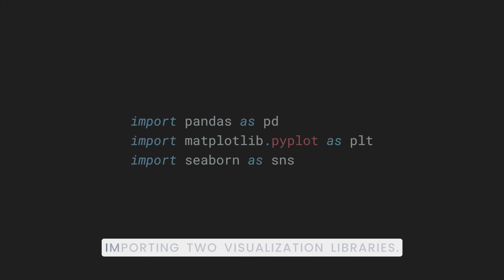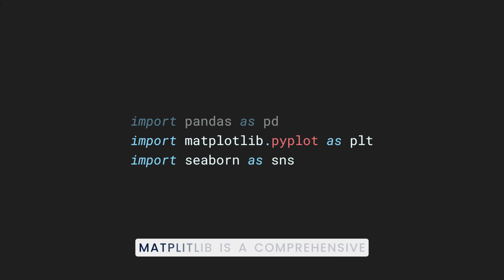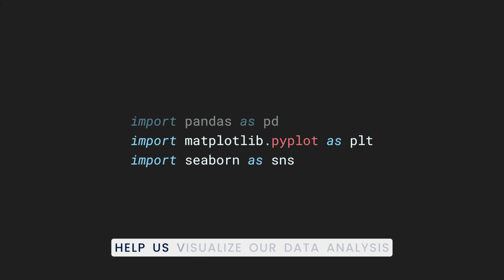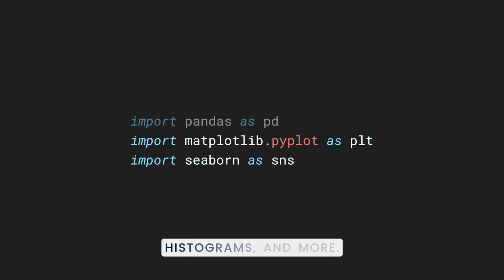Along with Pandas, we're importing two visualization libraries. Matplotlib is a comprehensive library for creating static, animated, and interactive visualizations in Python. We import its plotting module as plt, which is the standard convention. Seaborn is a statistical data visualization library based on Matplotlib that provides a high-level interface for drawing attractive statistical graphics. We import it as sns, named after the fictional character Samuel Norman Seaborn. These libraries will help us visualize our data analysis results in various formats like line charts, bar graphs, histograms, and more.